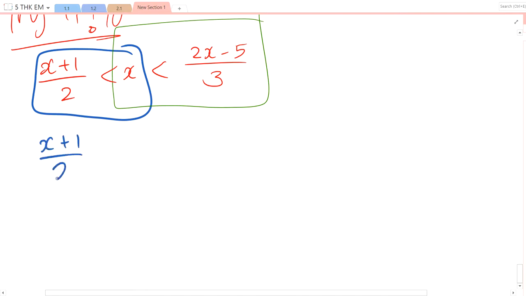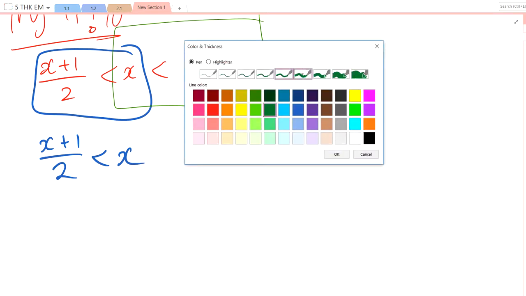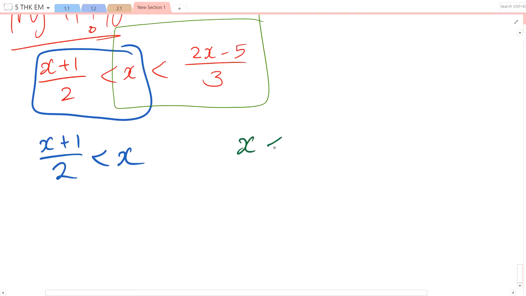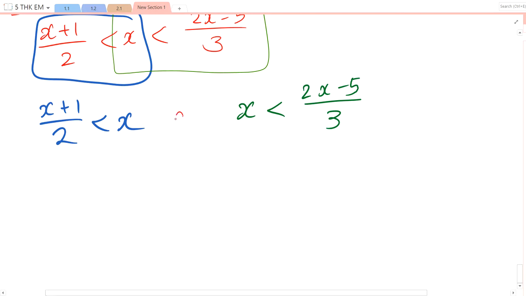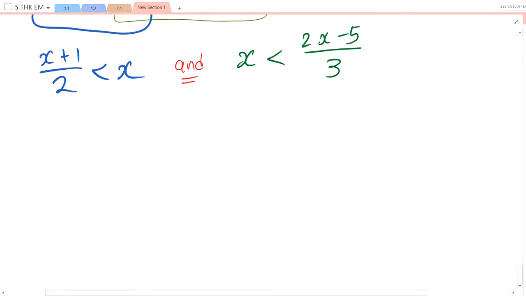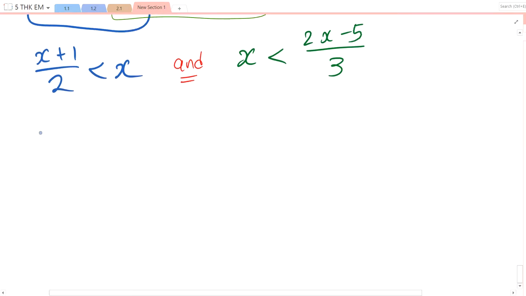X plus 1 over 2 is less than x. Then in the green one, this is what we have. X, copy it down exactly, x less than 2x minus 5 over 3. They must both be satisfied at the same time. So if you like, you can put the word and over here. In blue, we've got multiply by 2 on both sides. X plus 1 less than 2x. X must therefore be greater than 1. Am I right? Yeah, I'm right. Okay, then we've got an and.